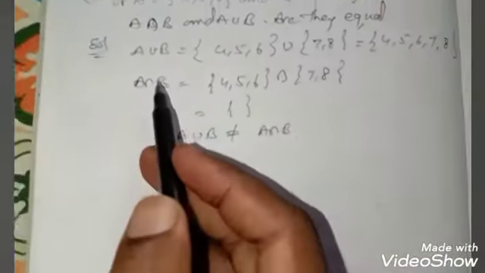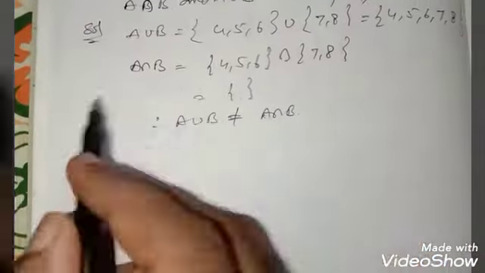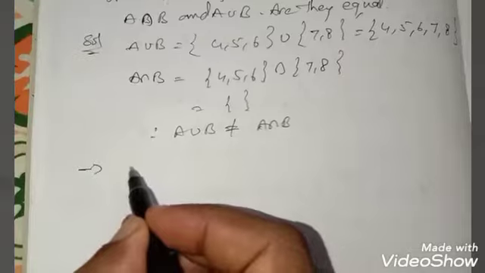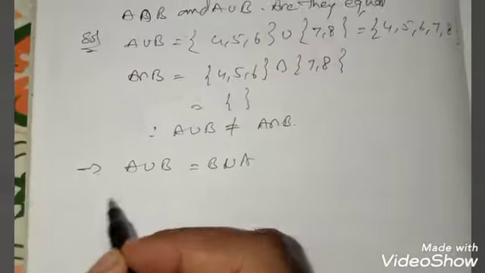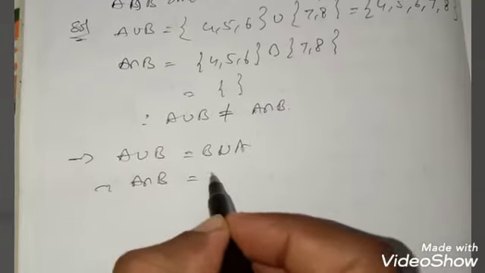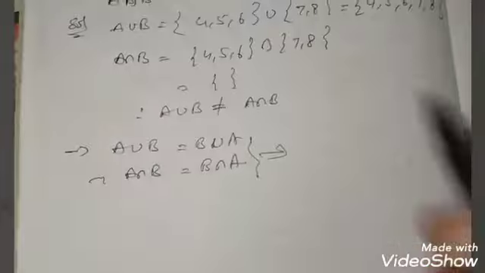Sometimes you may be asked whether A union B is equal to B union A. Sometimes they may ask whether A intersection B is equal to B intersection A. Whatever the problem is, your method should be the same.